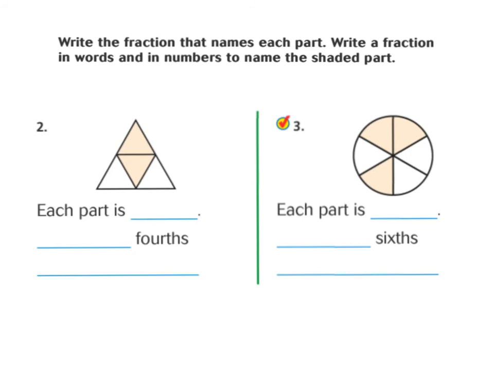Let's first take a look at the picture of the triangle. If I count each part, there are 1, 2, 3, 4 parts. So we say that each part is 1/4. Notice that 2 of those fourths are shaded. So we are going to first write 2/4 in words and as a number.